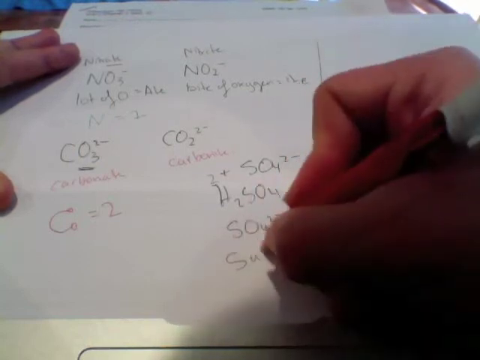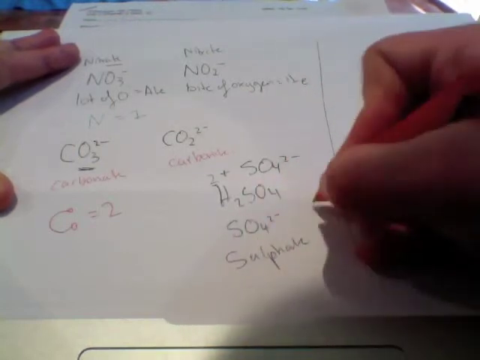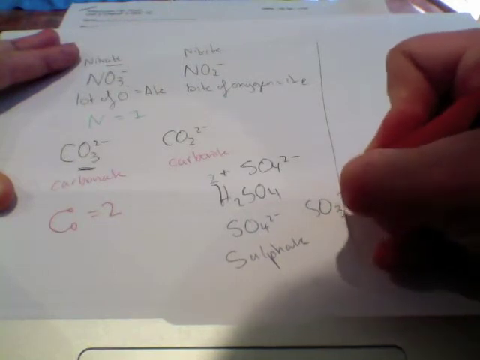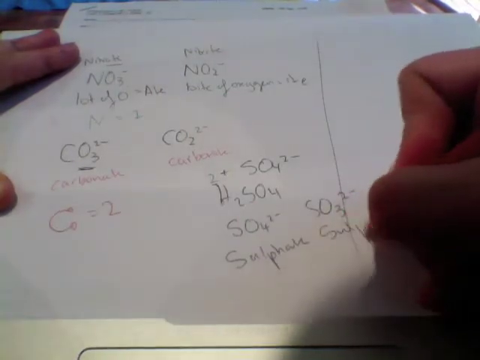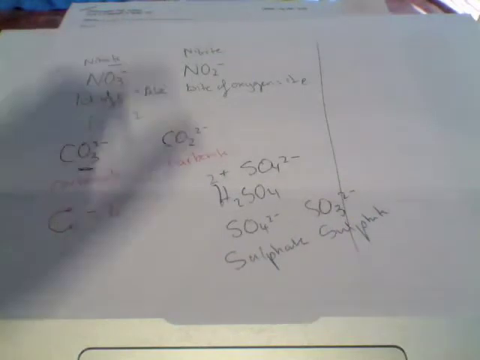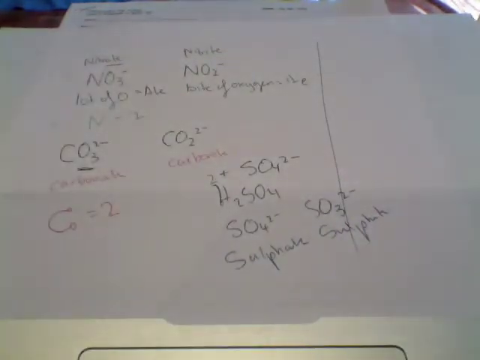So SO4 2 negative is sulfate, and SO3 2 negative is sulfite. So the ites and the eights do not change depending on how many oxygens they have. So it's really easy to remember it like that.